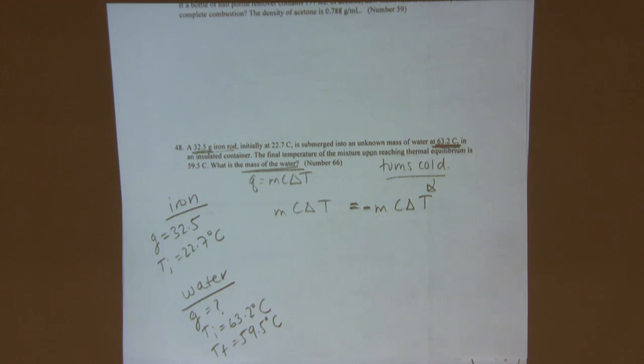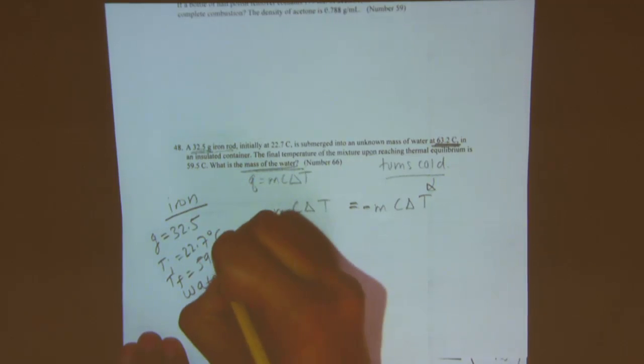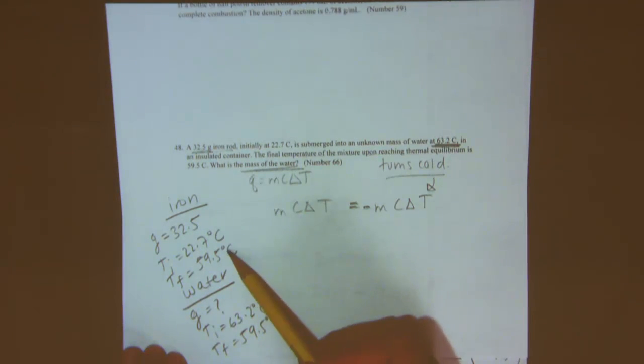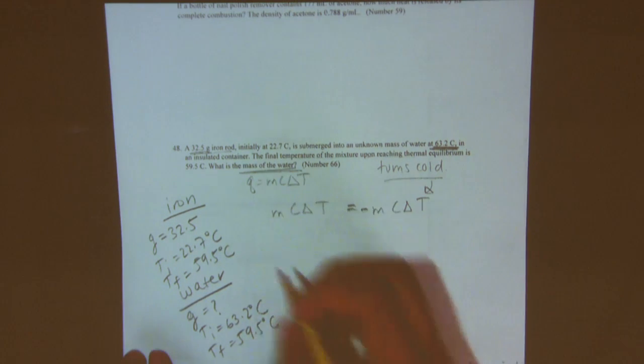final temperature? Same, right? Okay, so this is what we meant when we said one gets hotter, one gets colder. So in this case scenario, iron is getting higher while water is getting colder, right? Because they have to equal each other out. Okay, so we have all of the numbers that we need except for C.